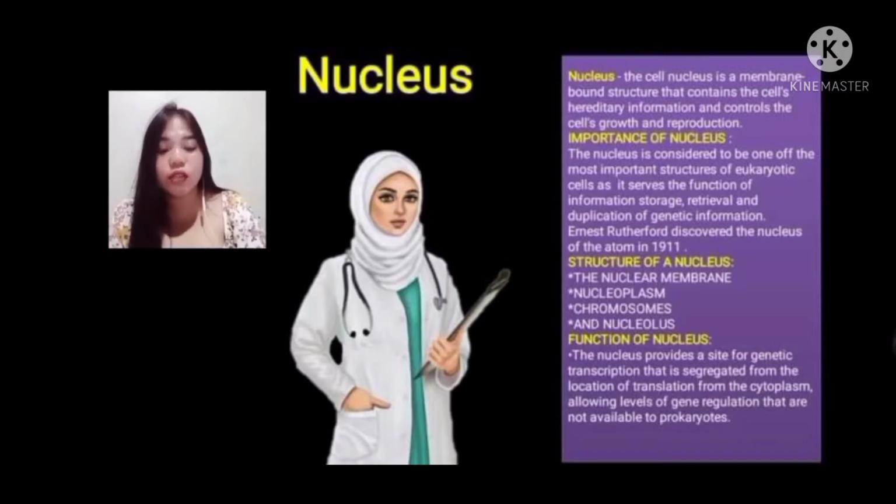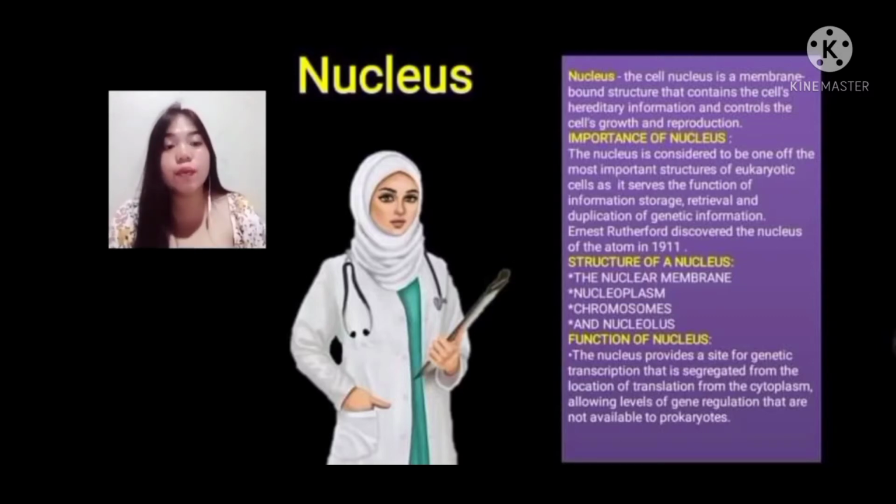And lastly is nucleolus. The nucleolus contains nucleolar organizers, which are parts of ribosome synthesis on them. The nucleus helps synthesize ribosomes by transcribing and assembling ribosomal RNA subunits. These subunits join together to form a ribosome during protein synthesis. Last is function of nucleus.